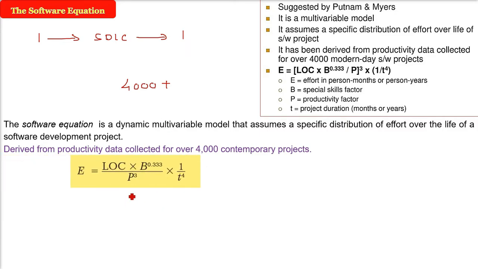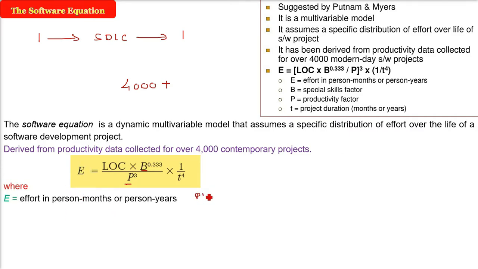The equation is like this. E is effort. It will be in person month and person years. LOC is line of code. Please understand, it is not KLOC. Most of the expressions we have seen earlier are in KLOC. B is the special skills factor. And then we have the P here. P stands for the productivity factor. We'll take the example. And this T is the project duration. This can be in months or years. Okay. Normally we take it in years.